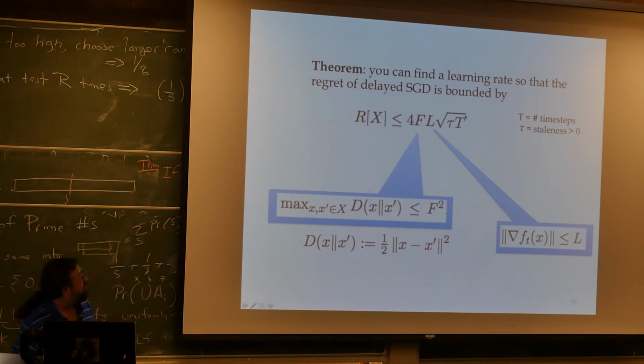So t is the time, so it's the number of examples you're looking at, okay? Tau is the staleness, okay? And there are a couple of other numbers here.